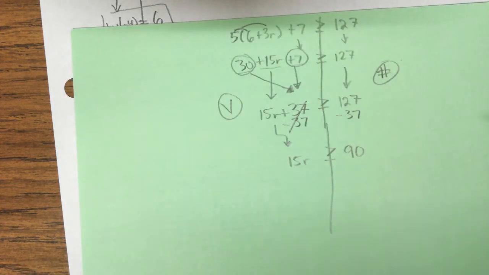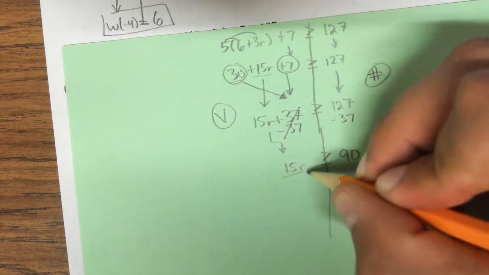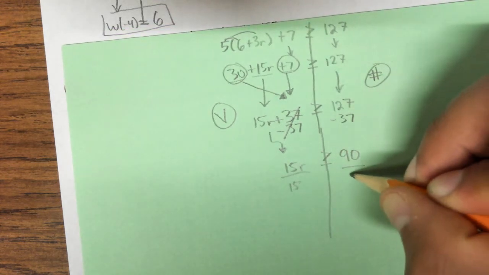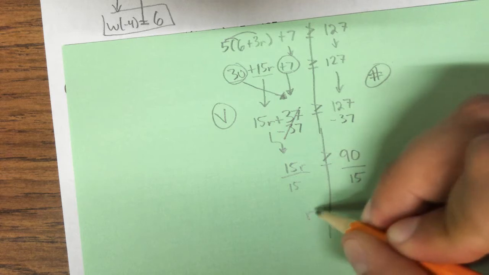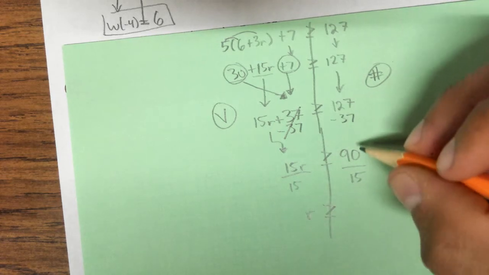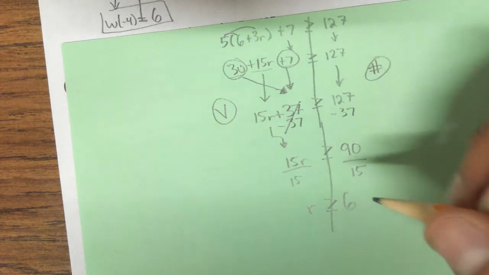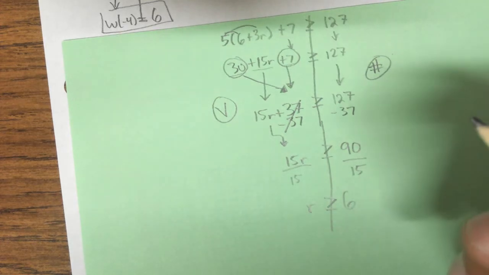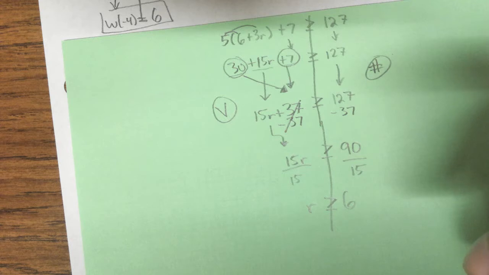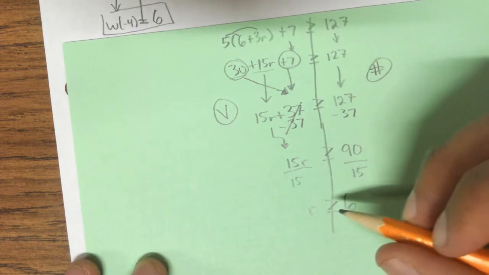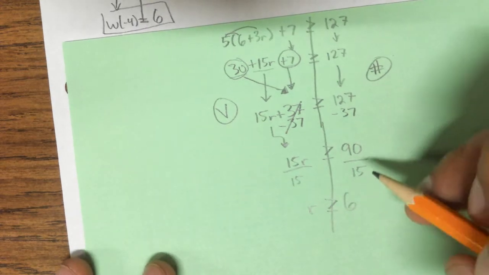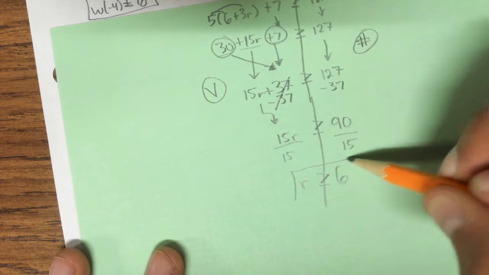Now we get to 15r greater than or equal to 90. I divide everything by 15. And I get that r is greater than or equal to 1, 2, 6. Is that right? Yes, 6. So we have r is greater than or equal to 6. So this is going to be my final answer.